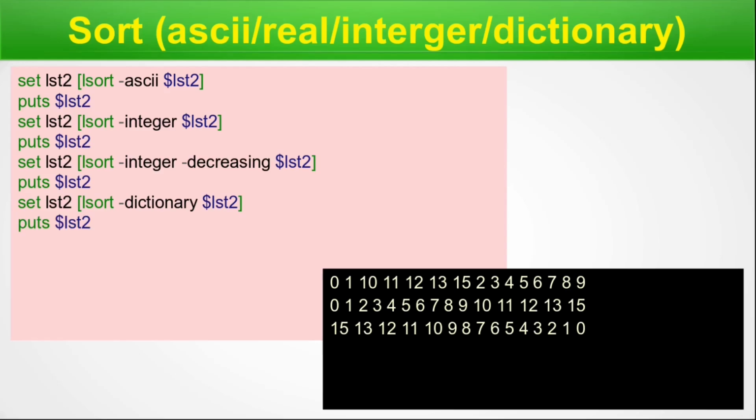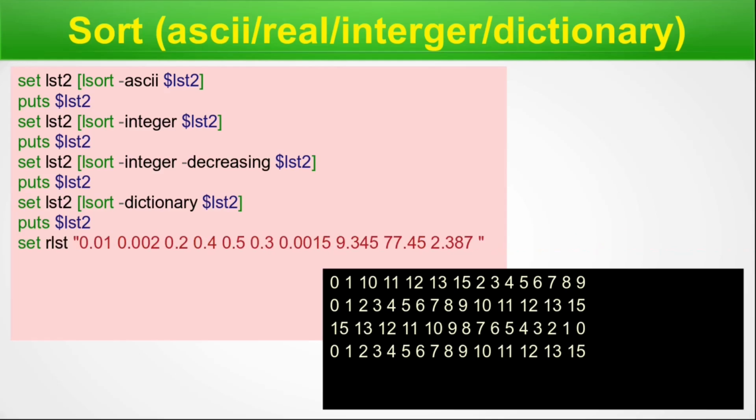If we do this and print out the LST2, it does the dictionary sorting in this case. It's also similar to the integer sorting we have seen. Let's go to the next one. Here we are defining a real number list with the name RLST, and the elements are declared in a double quoted way with space separated values, all real numbers.